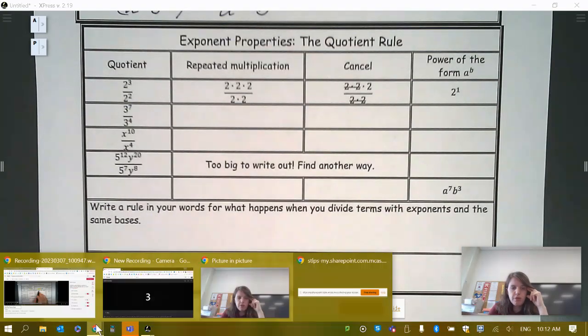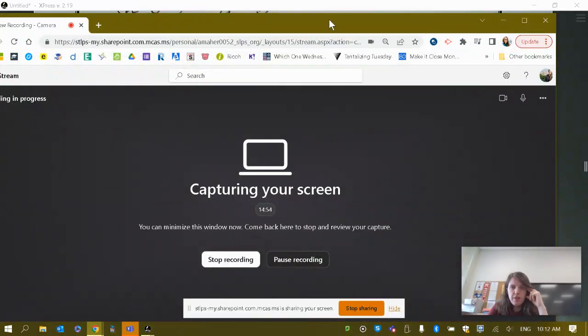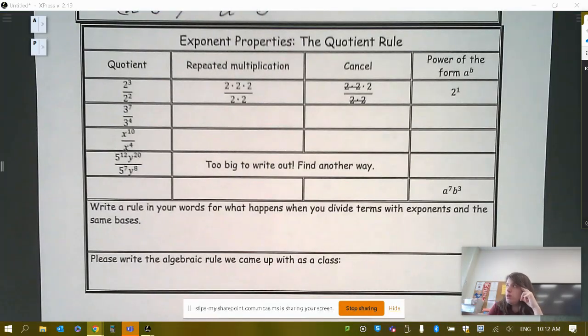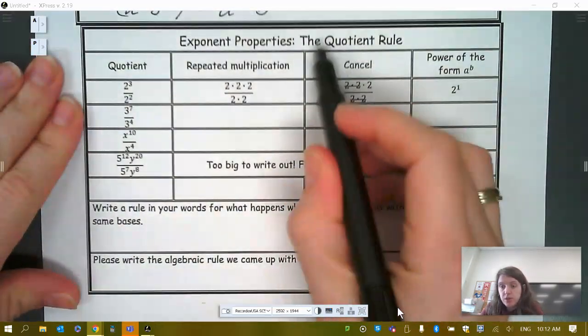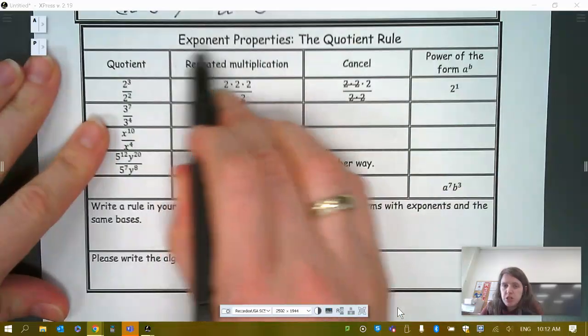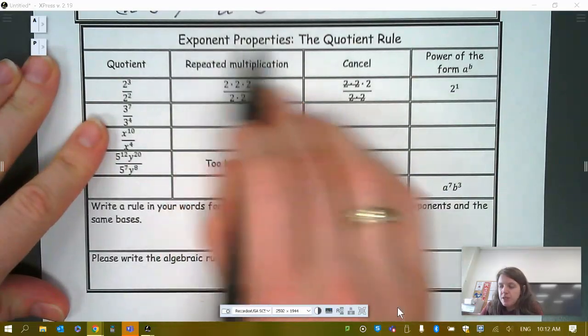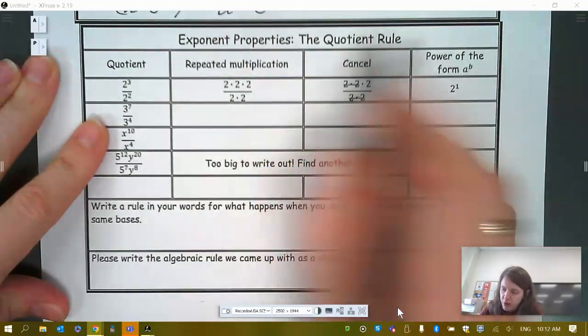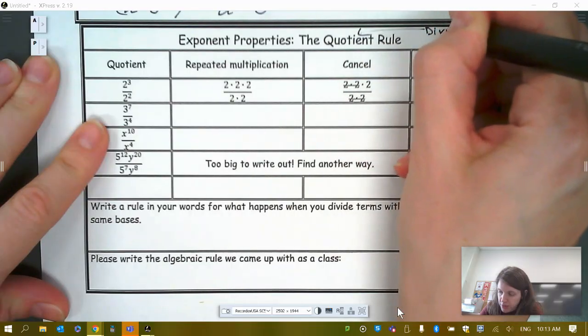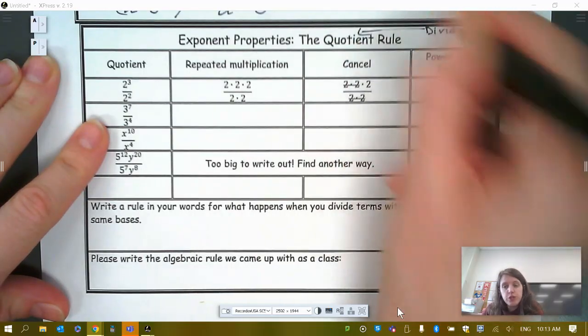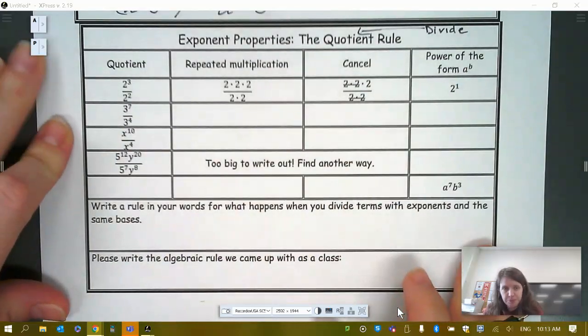Okay, so you might remember from the beginning of the year that we talked about these terms and vocabulary words like quotient, and we've used them throughout the year a couple times, but not always regularly. So this next exponent property is going to be talking about the quotient rule. Well, you might remember that quotient just means divide, right? So what do we do when we're dividing exponents?